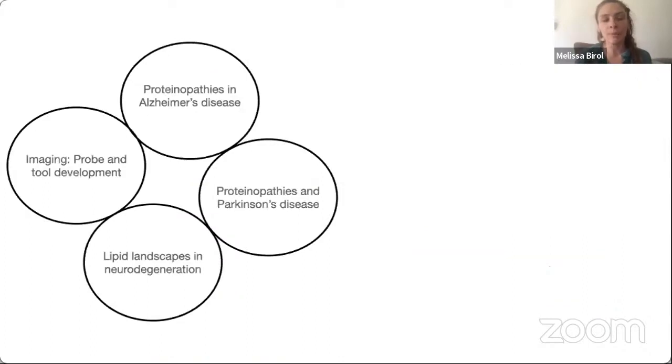So in the lab, we've got these different interest groups. What I really want to point out, though, is that we think about these diseases both as proteinopathies, but we really think that they're also linked with changes in lipid landscapes. And that's what I will mainly focus on today. I'm going to go through, hopefully, two case studies that we've been working on in the last 2 years and the application.